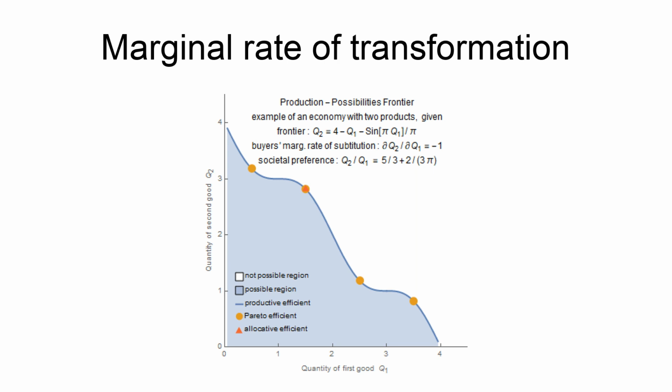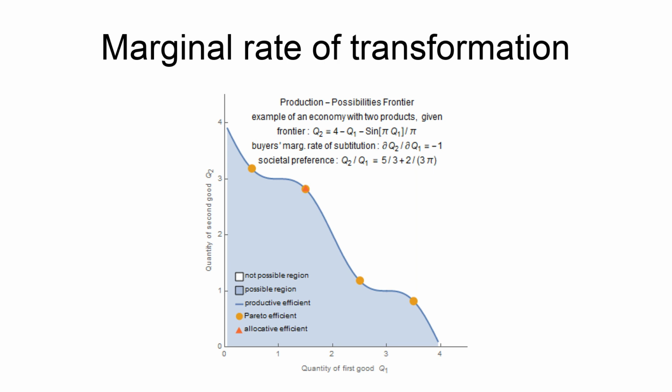MRT increases in absolute size as one moves from the top left of the PPF to the bottom right of the PPF. The marginal rate of transformation can be expressed in terms of either commodity. The marginal opportunity cost of guns in terms of butter is simply the reciprocal of the marginal opportunity cost of butter in terms of guns.